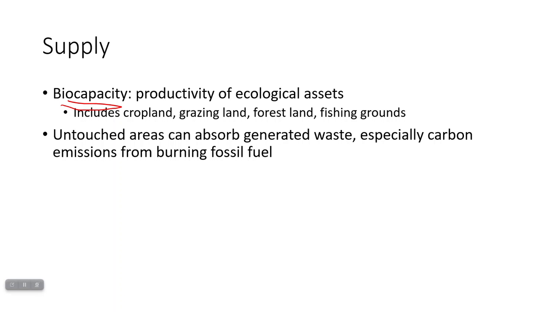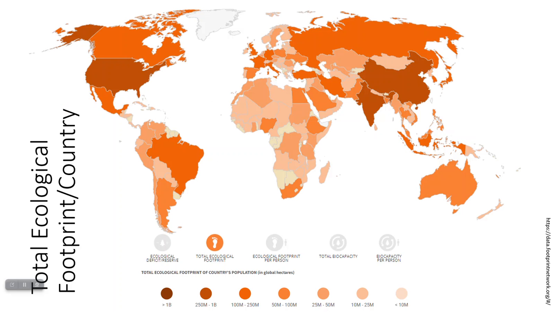Another thing to keep in mind is that areas that have not really been modified by humans can absorb some of the waste that we generate, especially carbon emissions. Like I said, that's going to be a big issue we're going to talk about in Unit 9, which is the emissions from burning fossil fuel. So just a couple of interesting graphs that I found on this website, footprintnetwork.org. They have a lot of interesting data. Here we're looking at a diagram showing the total ecological footprint per country.